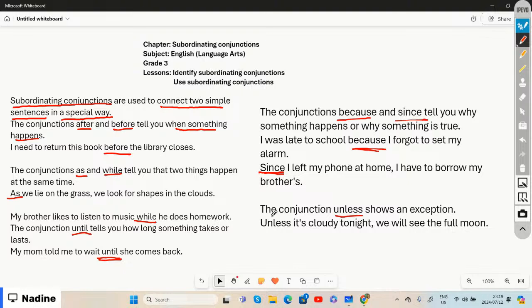And these are words like after, before, as, while, until, because, since. These are all subordinating conjunctions. And these are words that connect two simple sentences in a special way.